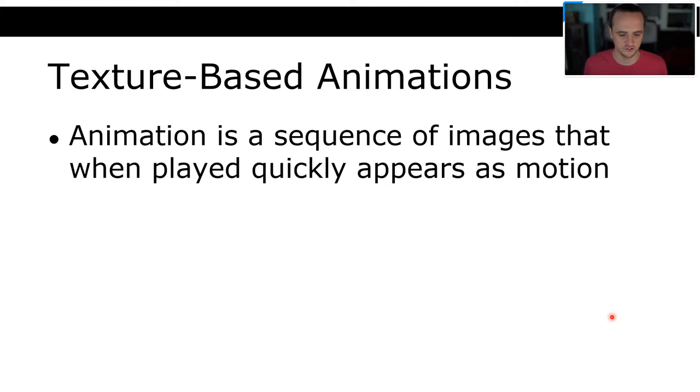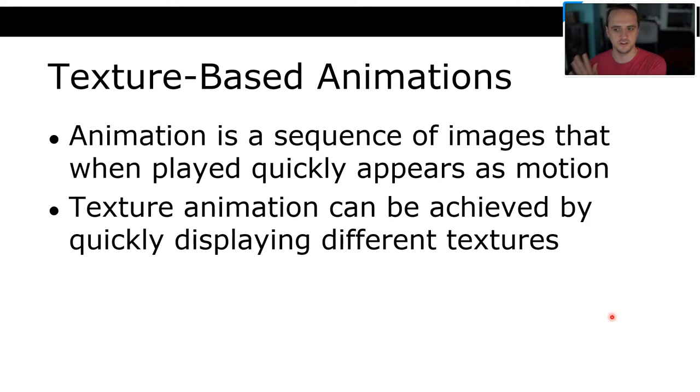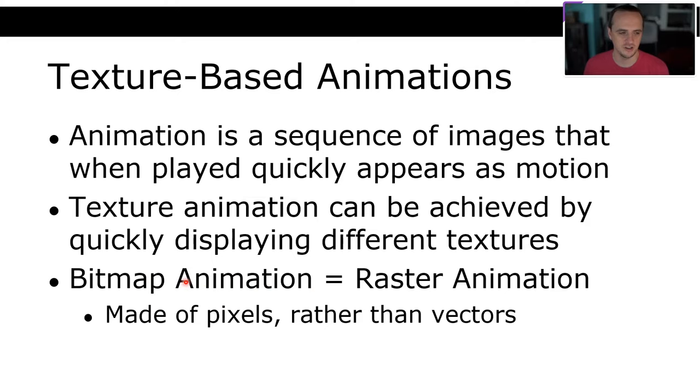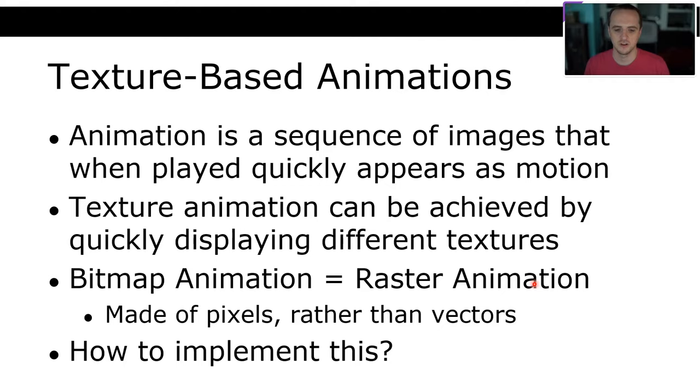2D animations can be loaded from a texture. So that's what we're going to do in this course. We're going to do it all from scratch. So animation, in this case, is a sequence of images that when played very quickly appears as motion. So texture animation can be achieved by quickly displaying different textures or different parts of the same texture. Bitmapped animation is also called raster animation. The reason it's called that is because it's made of pixels rather than vectors, right? So if we had ragdoll physics, we would be storing our poses as vectors and then updating the position of our model, and that would be a vector-based animation versus this, which is a raster-based animation, or a bitmap animation. So how are we going to actually implement this?